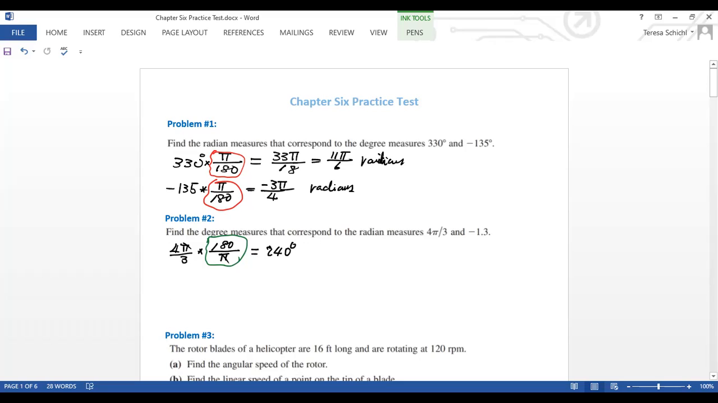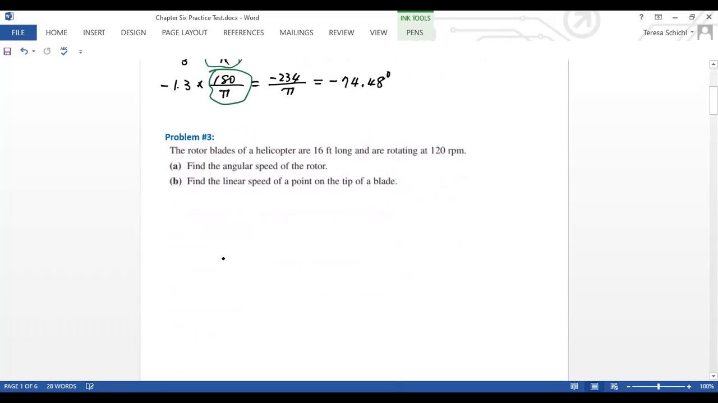The same way, for the negative 1.3 radians, you multiply by 180 over pi. Then you have 1.3 times 180, so it's negative 234 over pi. Then you put it into your calculator, and pi is 3.1415, so you will get negative 74.48 degrees here. Remember, you just multiply by 180 over pi. Okay, let's take a look at number 3 here.